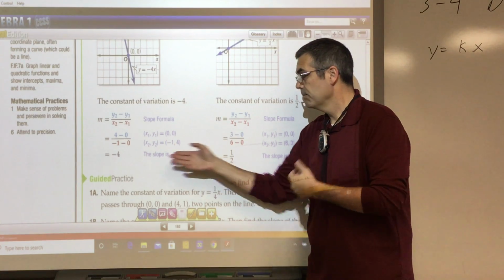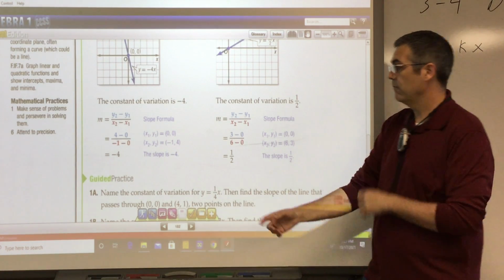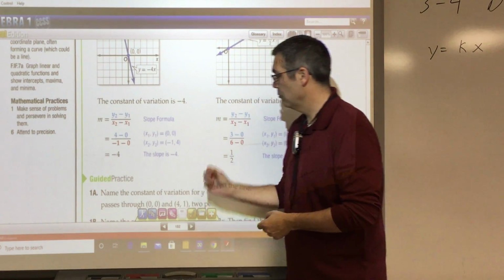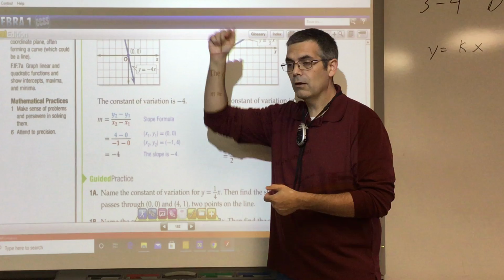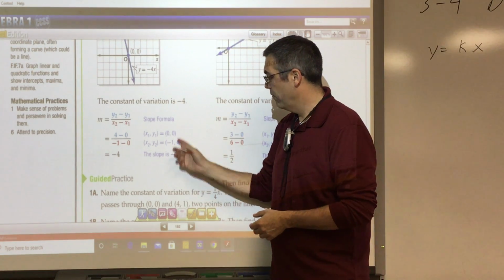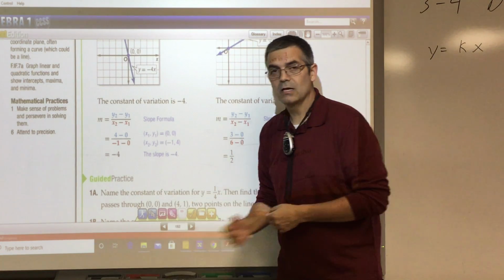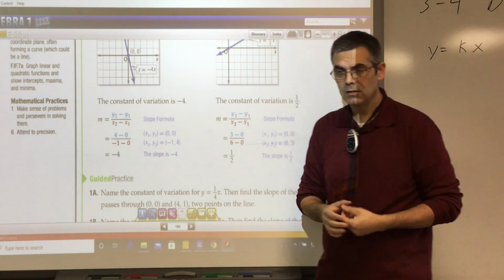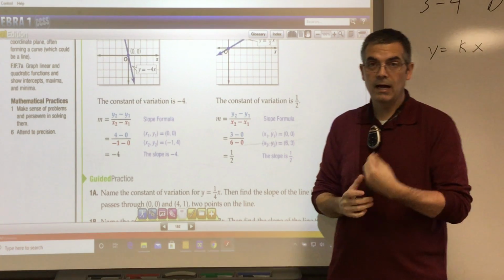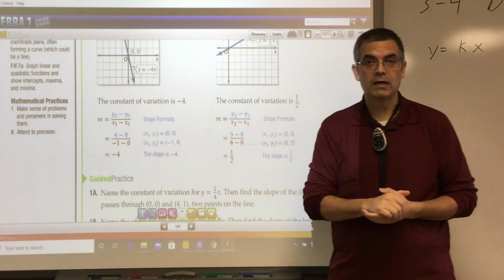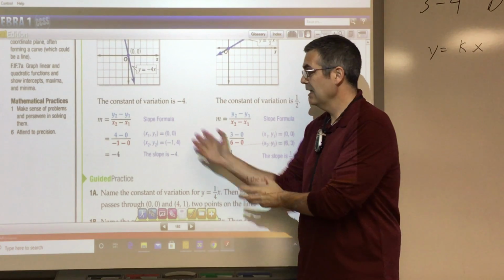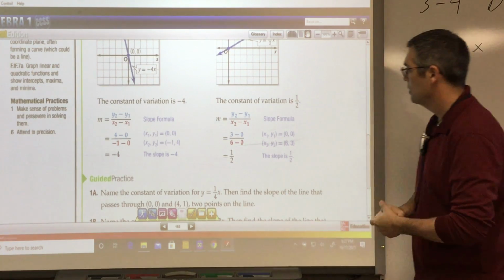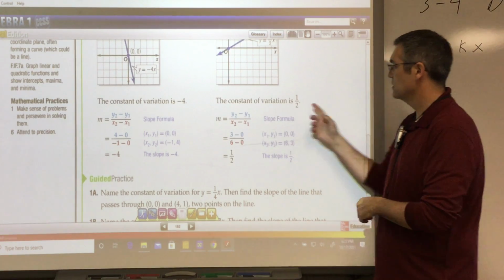Once they did that, they found it. Now what I'm telling you is that if you have 0, 0, you can skip this part and say, well, let's put y over x, right? 4 over negative 1, and that'll tell me what my slope is. Because if it goes through 0, 0, it's proportional, it's a direct variation, and I know that k equals y over x. If I know that, I can skip this little part right here, make it a little bit easier, a little bit faster for you. All right? So constant of variation is 1/2.